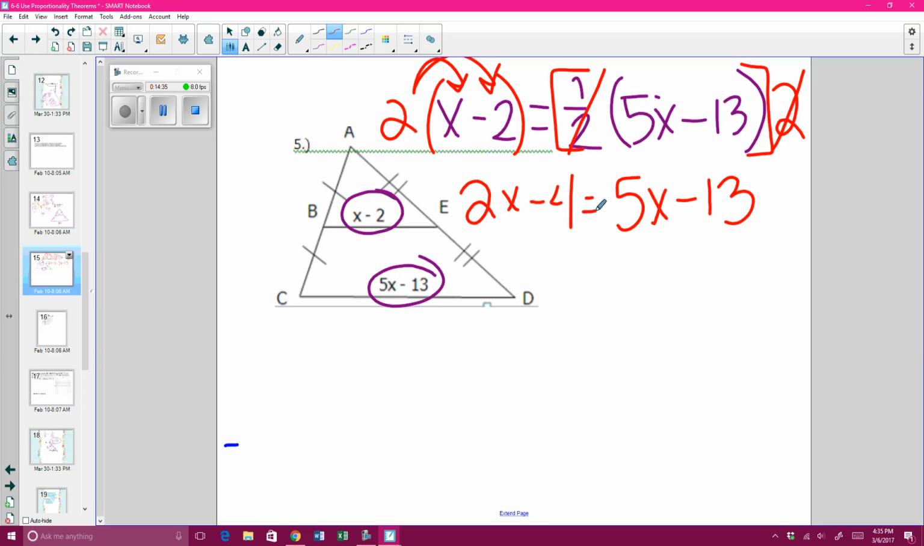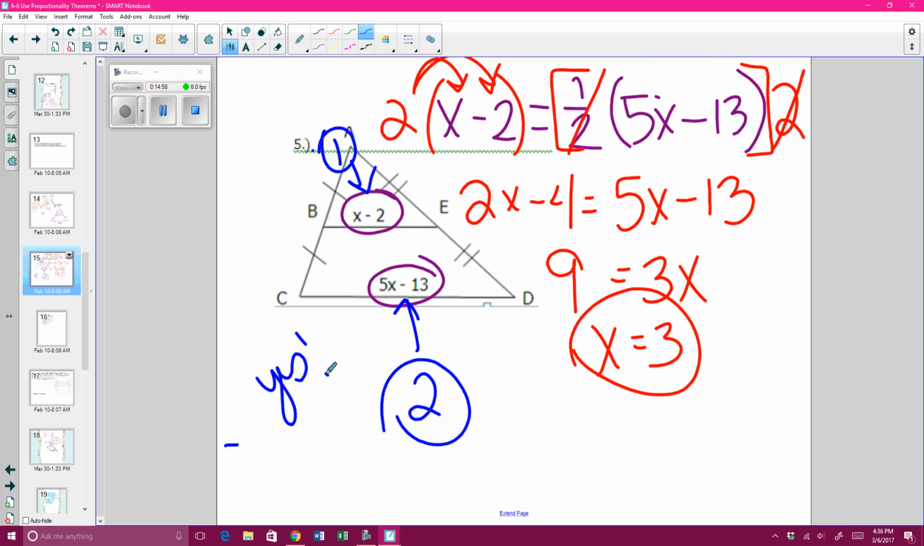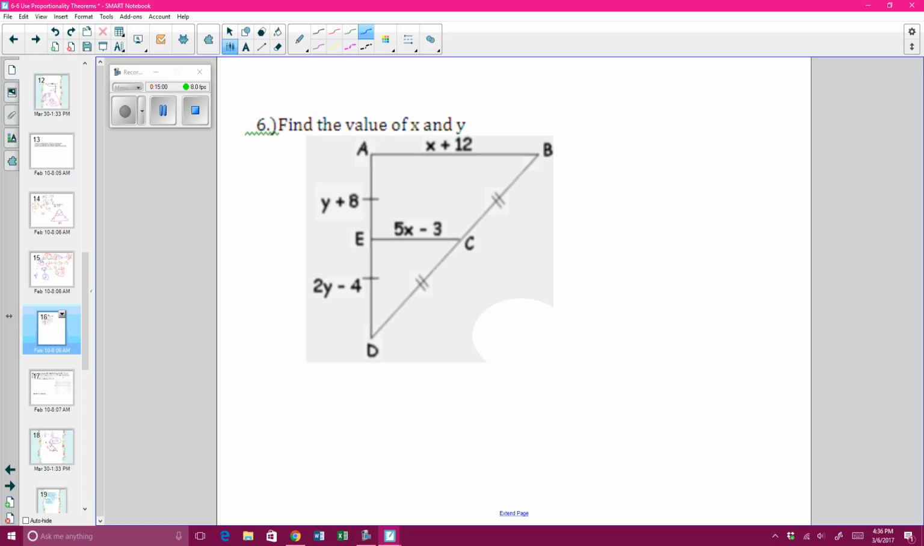Take away 2x on both sides, so you would get 3x. Add 13 to both sides, so you would get 9, and so x equals 3. Let's just test and make sure that this actually makes sense. If x equals 3, then that means that 3 minus 2 equals 1. And 5 times 3 is 15, and 15 minus 13 is 2. So is 1 half of 2? Yes, it is. So x equals 3.